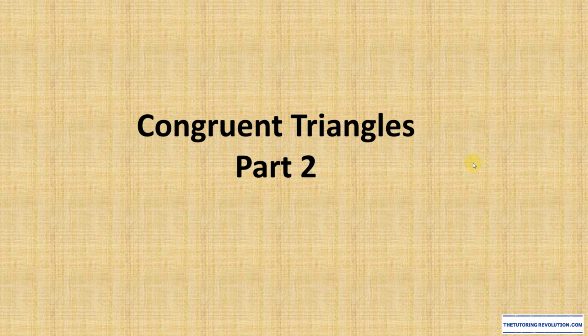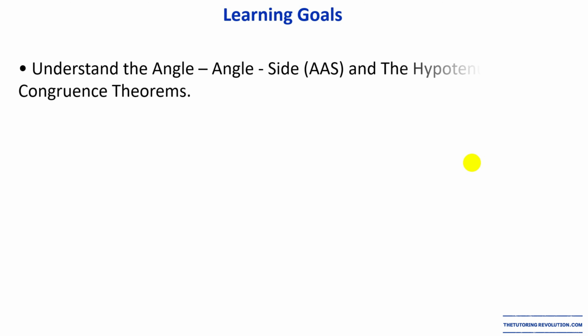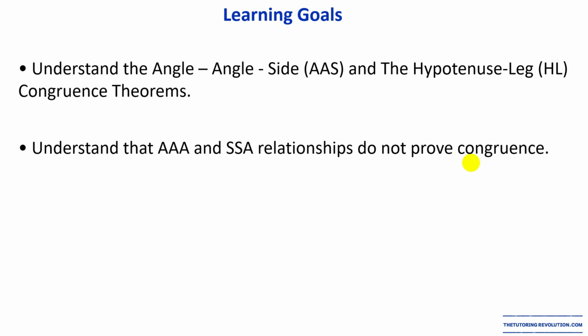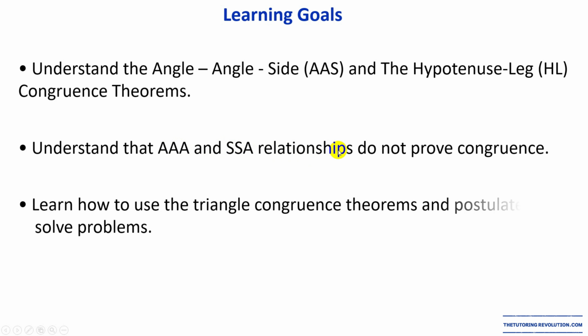Hello, this is the second part of the congruent triangles lesson. The learning goals for this lesson are: understand the angle-angle-side and the hypotenuse-leg congruence theorems. Understand that angle-angle-angle and side-side-angle relationships do not prove congruence. And also learn how to use the triangle congruence theorems and postulates to solve problems.